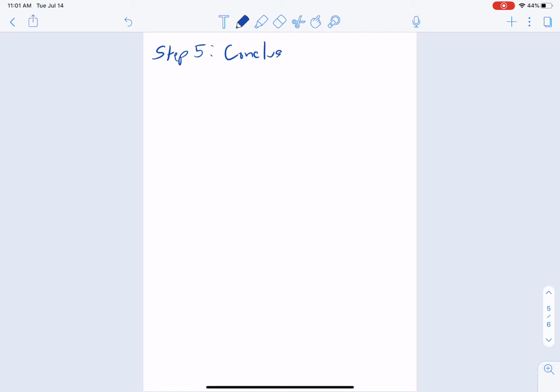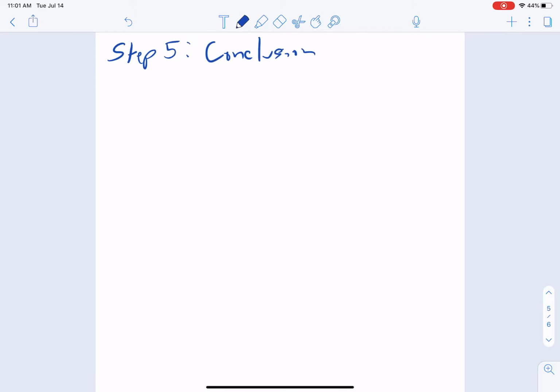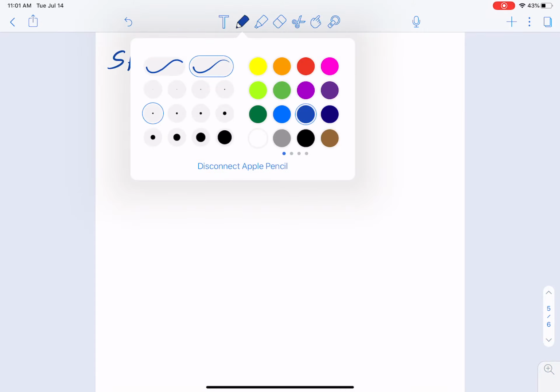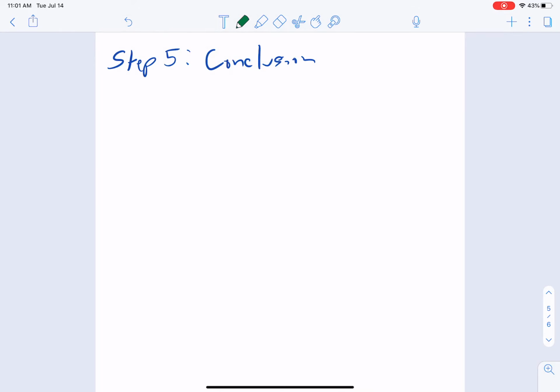Okay, so step 5. Step 5. We make our conclusion. Where do we reject or fail to reject the null hypothesis? All right. Well, since our p-value equals 0.6, our alpha is 0.05, right? P is greater than alpha. So we'll say, let me write it like this.